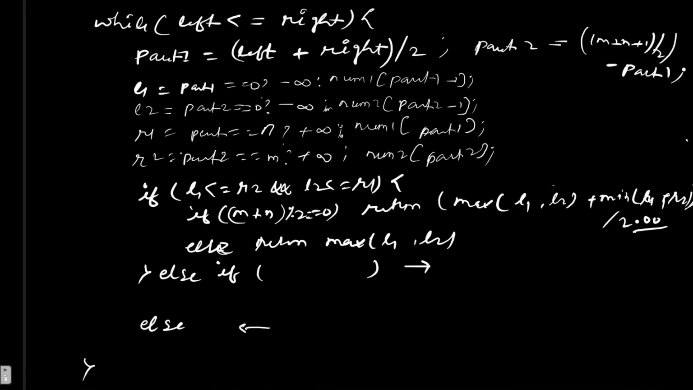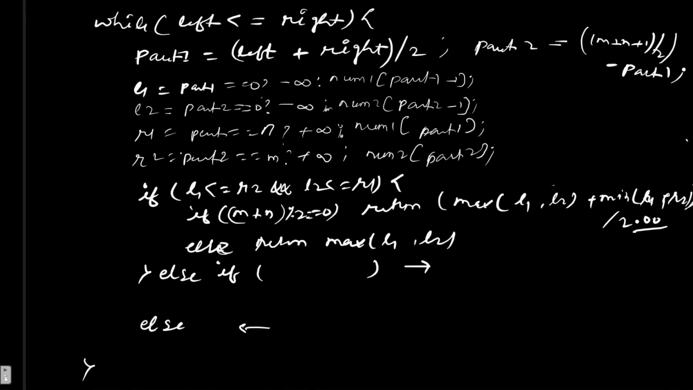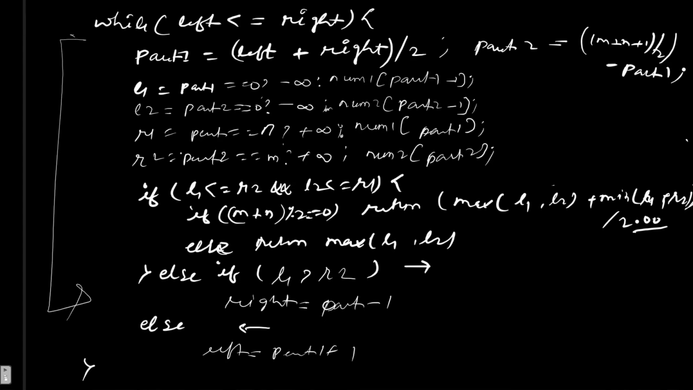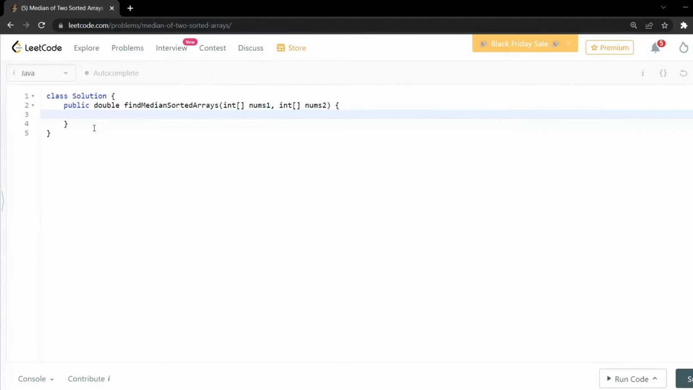So if the first condition was L1 is greater than R2, then in this case move right equal to partition 1 minus 1, and otherwise move left equal to partition 1 plus 1. So this is the code that we have to write down, and I think this is going to work. Let's see. Go to the compiler and we will be solving this.